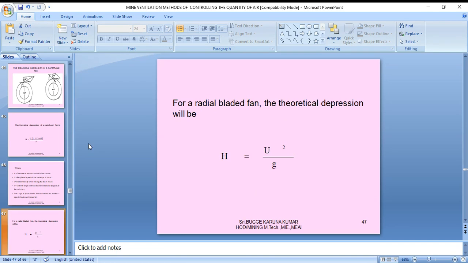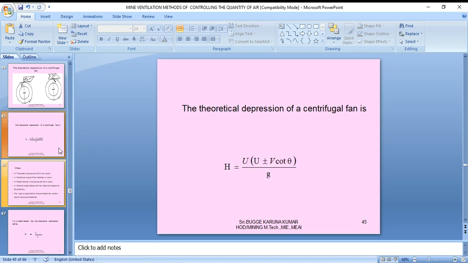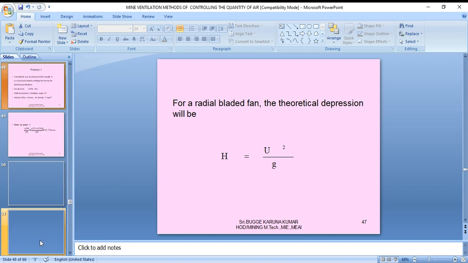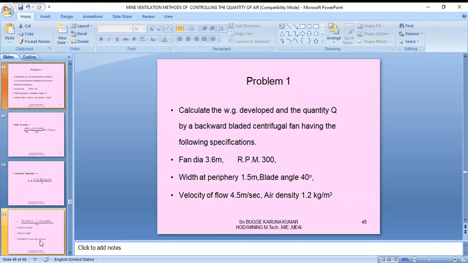Right. So if theta is 0, then H is equal to U squared by g. That is the theoretical head for a radial blade fan. There is no backward or forward, no plus or minus. For a radial blade, you can usually directly apply U squared by g. So one problem is being done on that, as far as the depression is concerned.